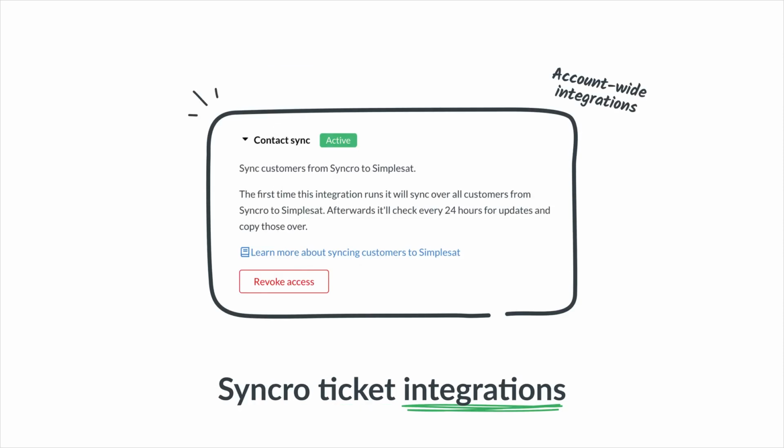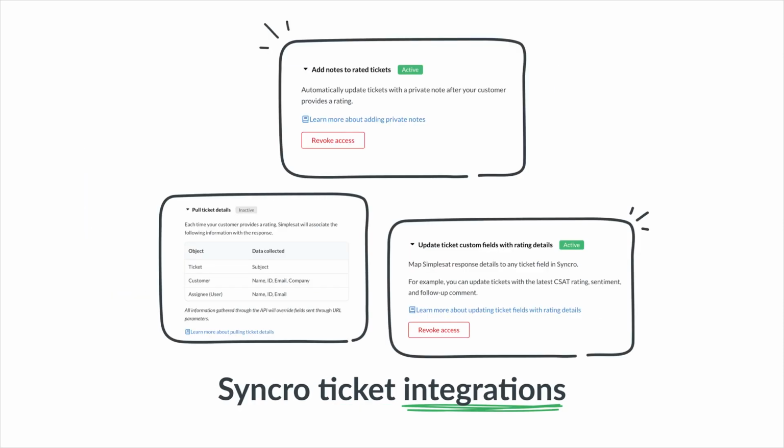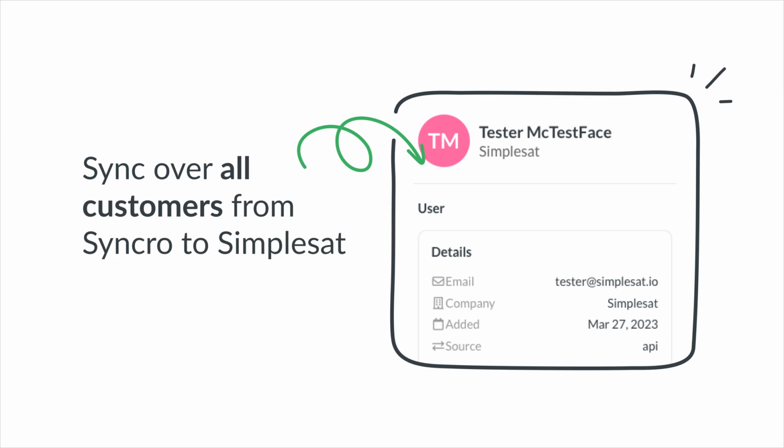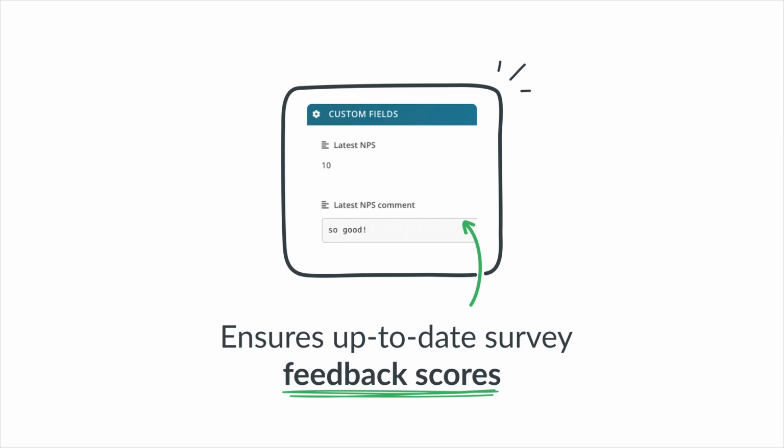Next up, let's look at how Simplesat integrates with Syncro. You can synchronize customers from Syncro to Simplesat. It'll check every 24 hours for updates and copy those over. Or map Simplesat response details to any customer custom fields. This allows you to make sure that contacts are always up to date with their latest CSAT or NPS score.